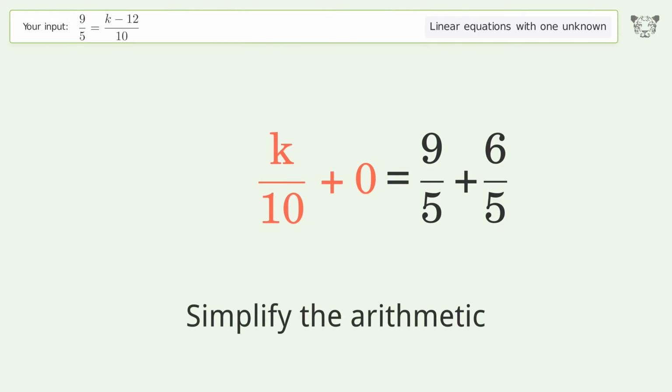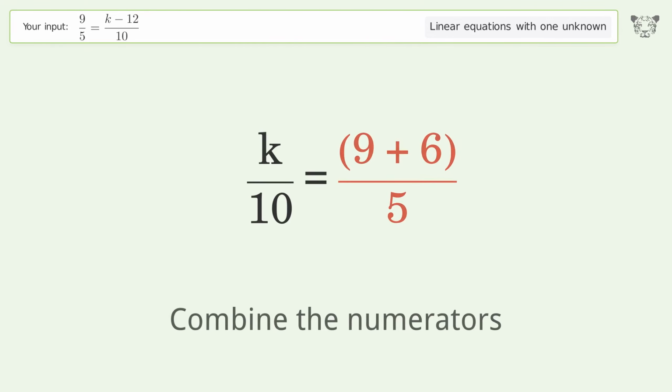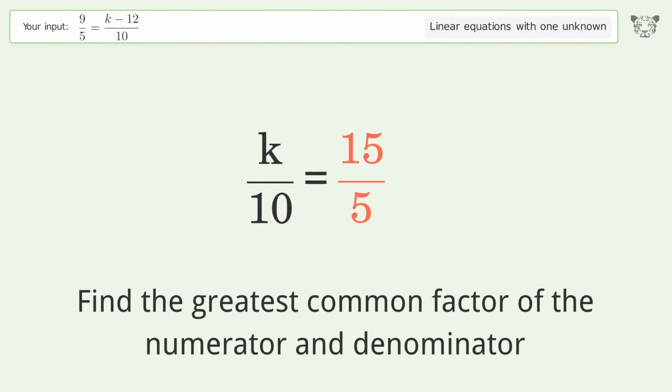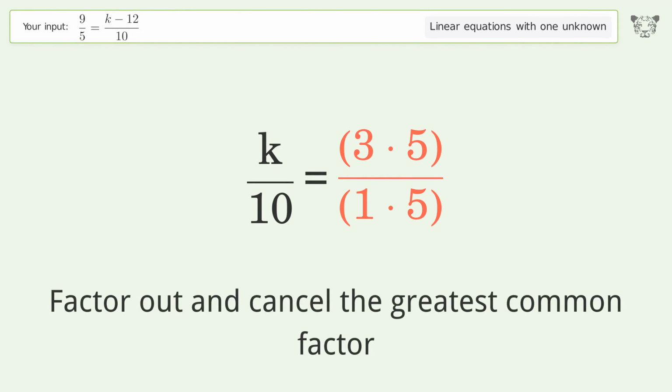Simplify the arithmetic. Combine the fractions. Combine the numerators. Find the greatest common factor of the numerator and denominator. Factor out and cancel the greatest common factor.